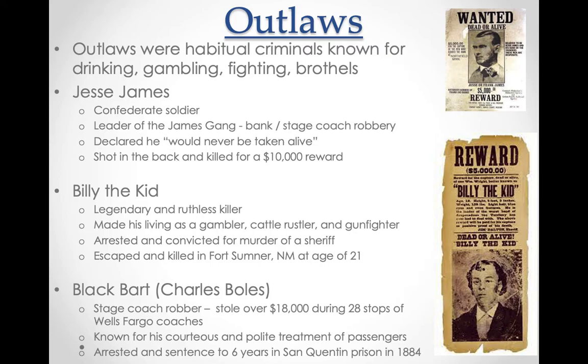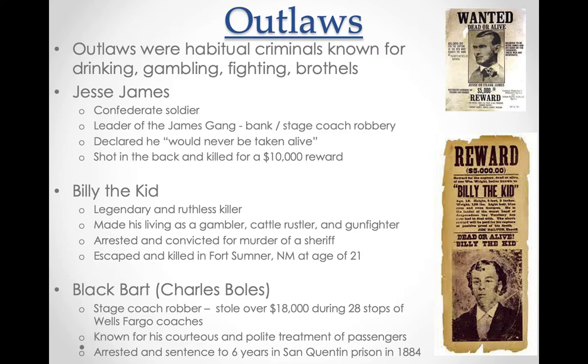Jesse James was a Confederate soldier and the leader of the James Gang, which frequently engaged in bank robberies and stagecoach robberies throughout the territories. James famously declared that he would never be taken alive and was eventually shot in the back and killed after a $10,000 bounty was put out on him for his crimes.